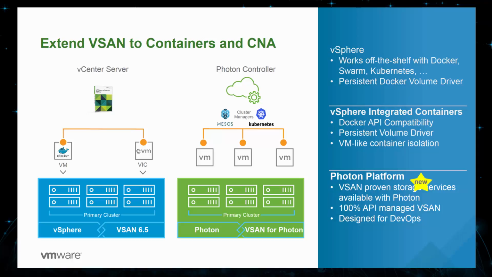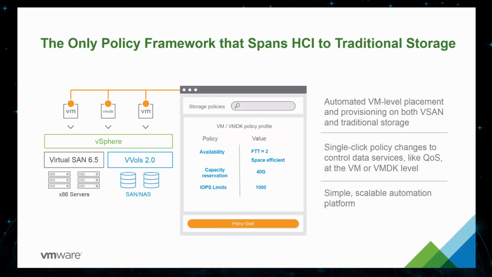And finally, the Photon platform is a platform to run native containers on a slim ESX hypervisor variant. It's a trusted hypervisor with a new operational model to include for storage. A new version of vSAN will be available as part of the Photon platform. It will remove the vSAN dependency on the vCenter server so that it can be managed and monitored completely through APIs like Photon.